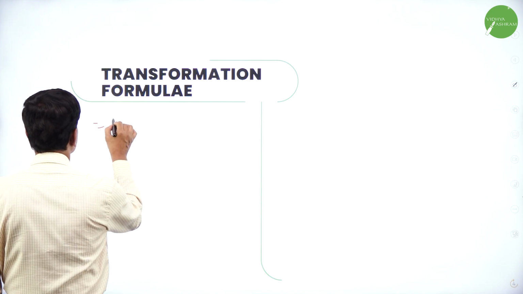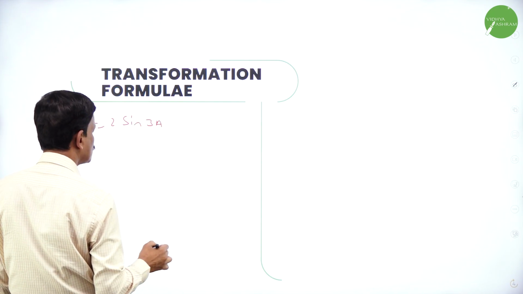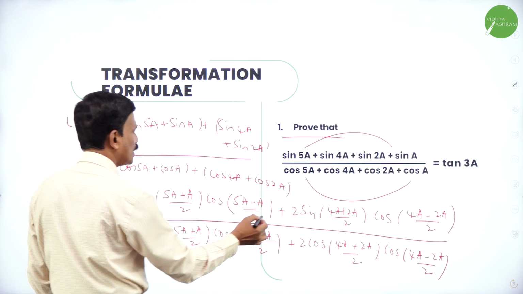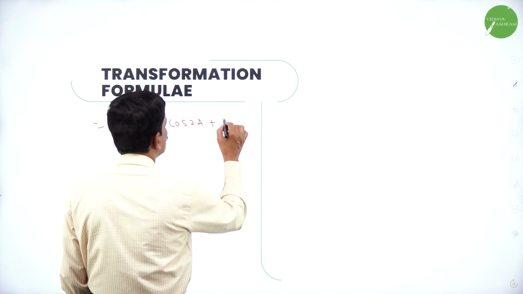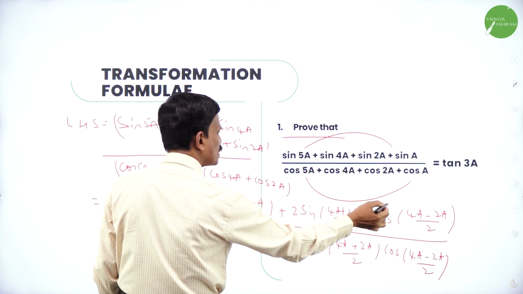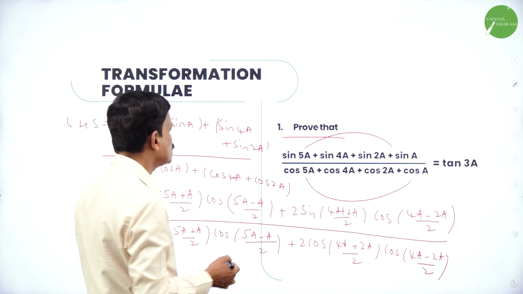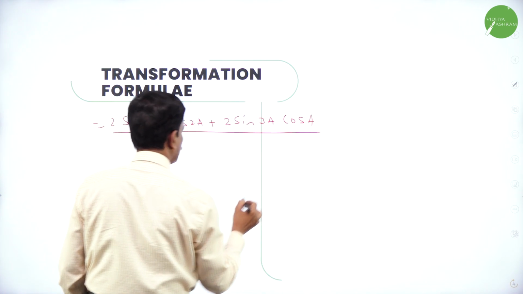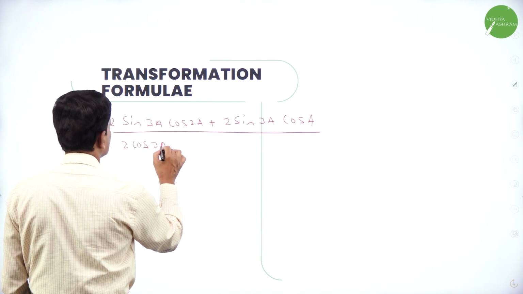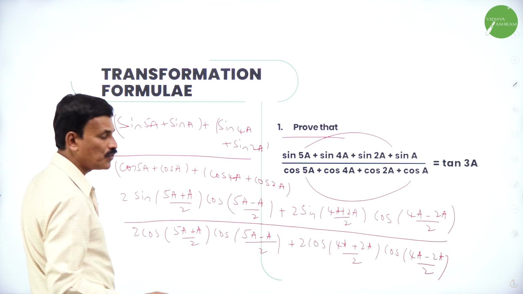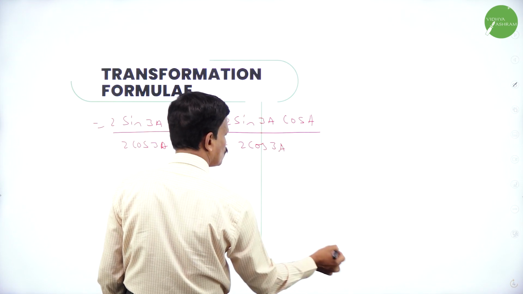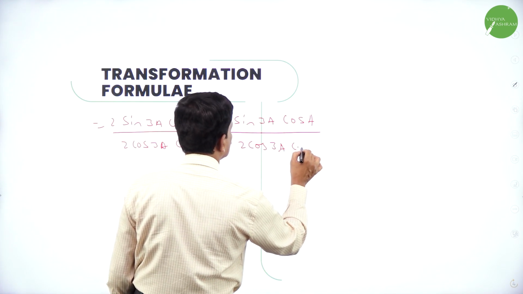So this is equal to 2 times sin 3A into cos 2A plus, again, 4 plus 2 is 6, 6 by 2 is 3, 2 sin 3A into cos of 4A minus 2A is 2A, by 2 is A, whole divided by, in the denominator, 2 cos 3A, since 5 plus 1 is 6 by 2 is 3, into cos 2A, since 5 minus 1 is 4, 4 by 2 is 2A, plus 2 cos 3A into cos A, since 4 minus 2 is 2 by 2 is 1.